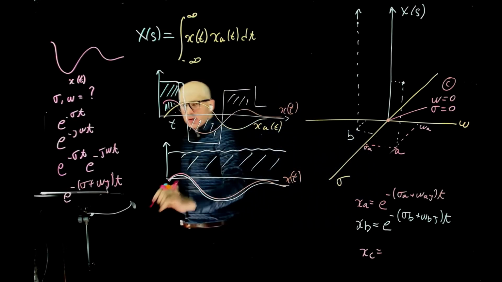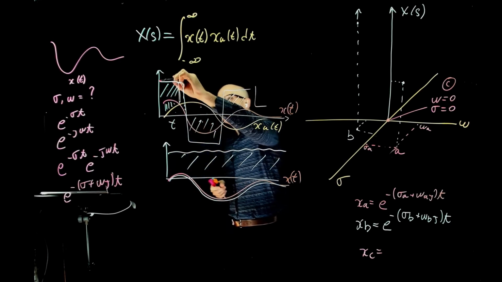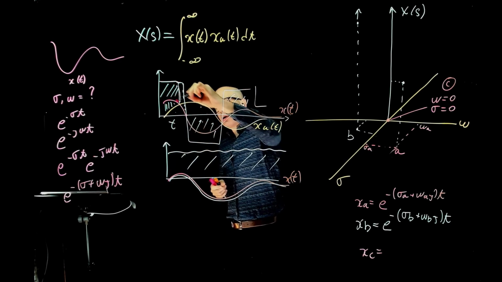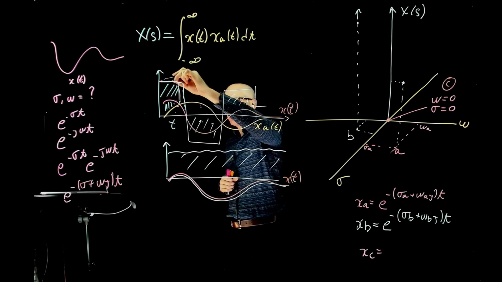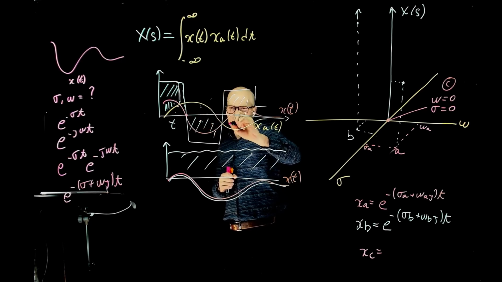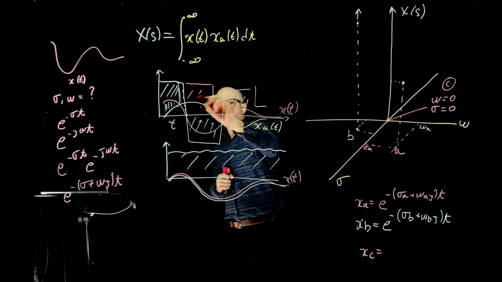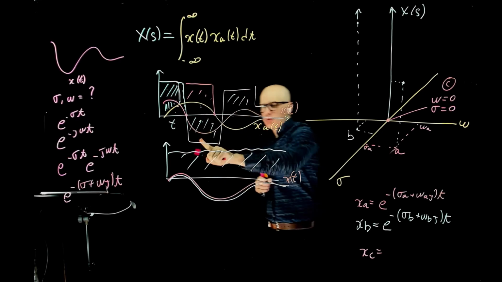Well, if you have a signal here, up to this point, both signals are positive. When you multiply a positive and a positive number, we have a positive value. From here to, whereabouts? To here, this region here, we have a positive and a negative. The result is negative.